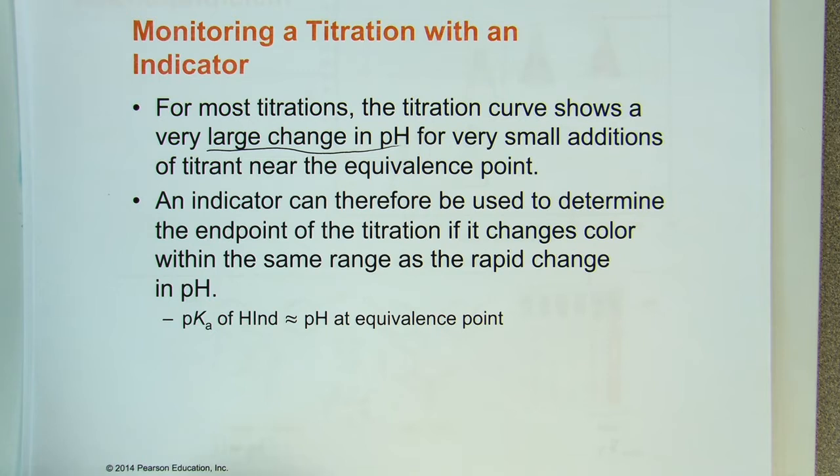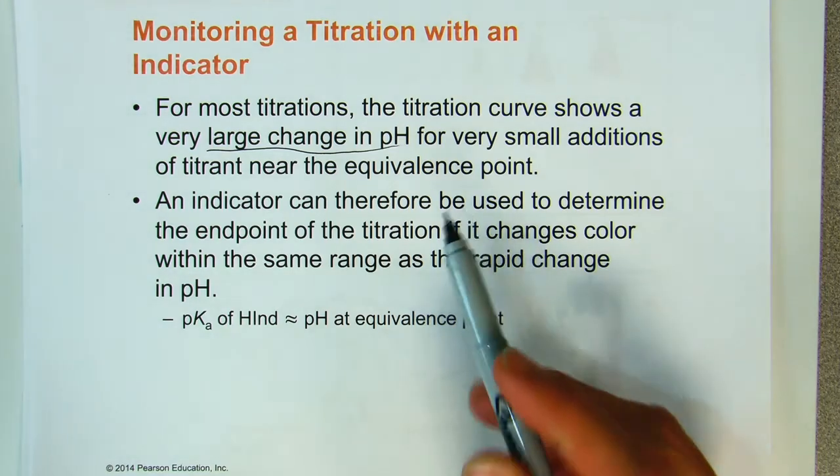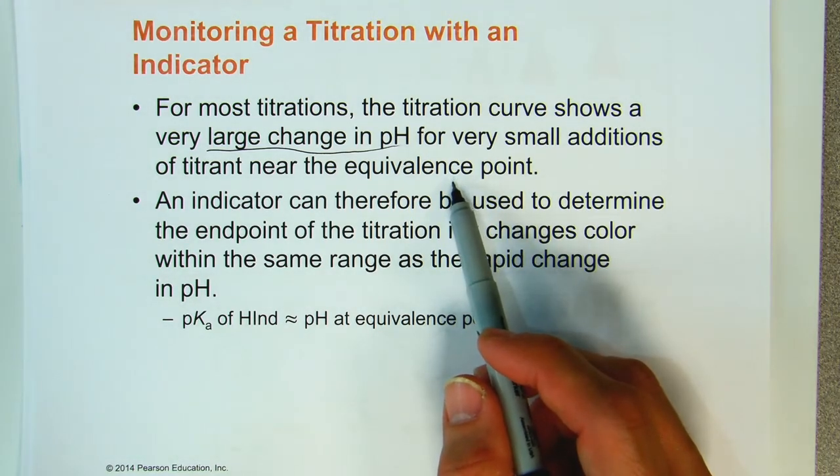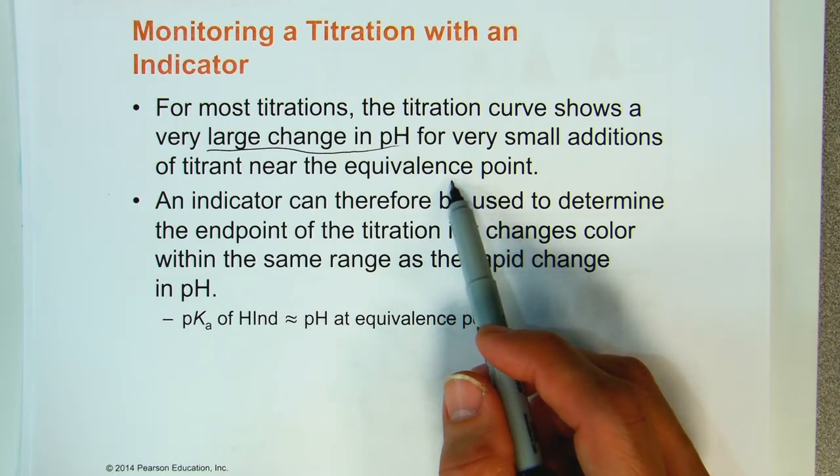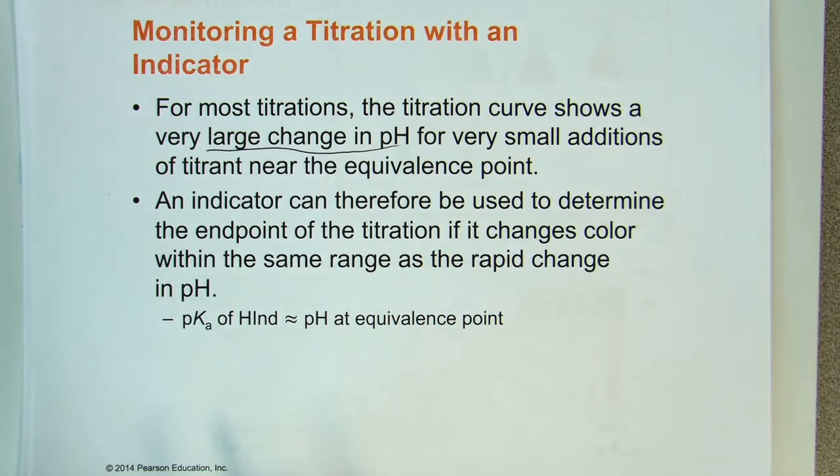So what this means then is that if you choose an indicator that changes its color at that same pH range, you are in business. Because when you reach the equivalence point, the pH of the solution will change dramatically. And if that coincides with the pH range of your indicator change, your indicator will change color at that point. And that's how we'd like to design all of our titrations, okay?